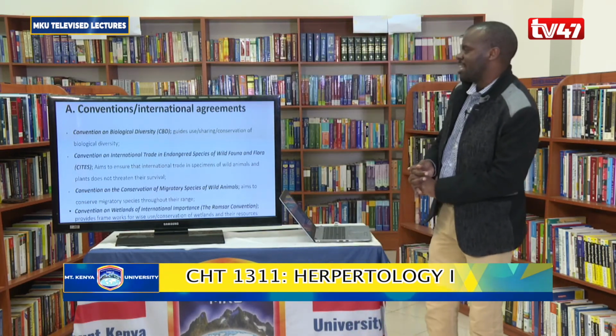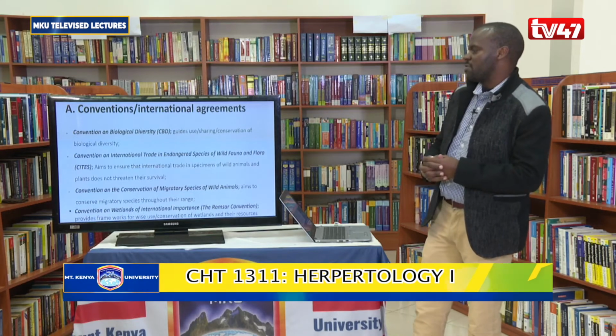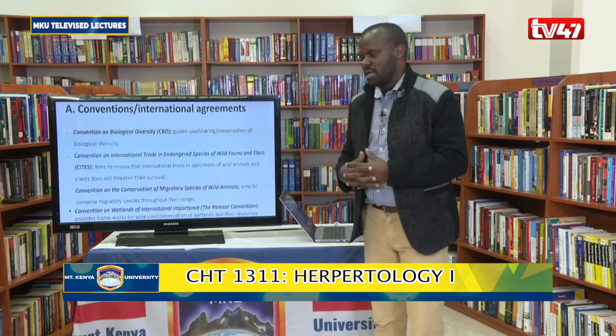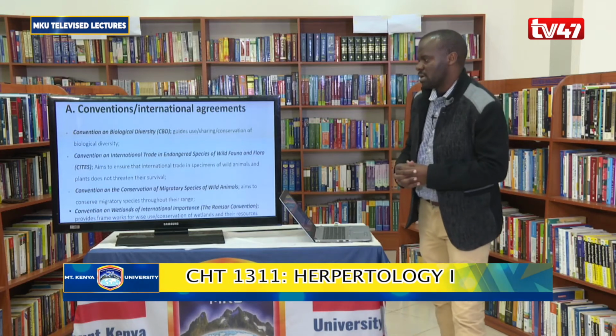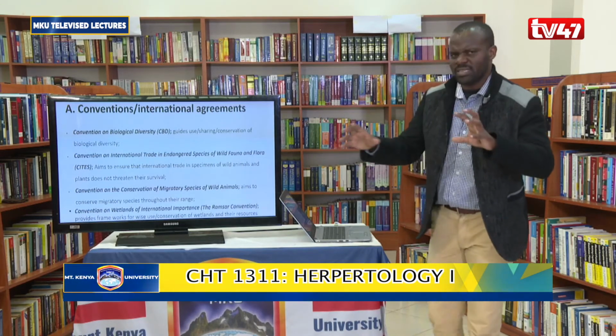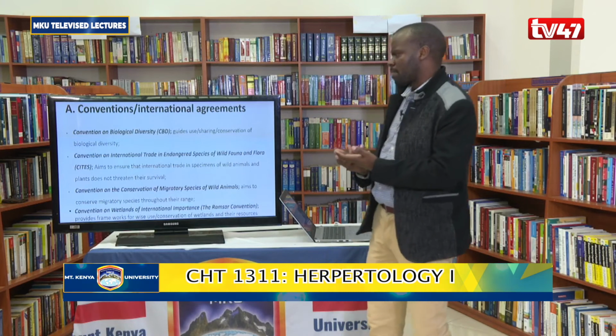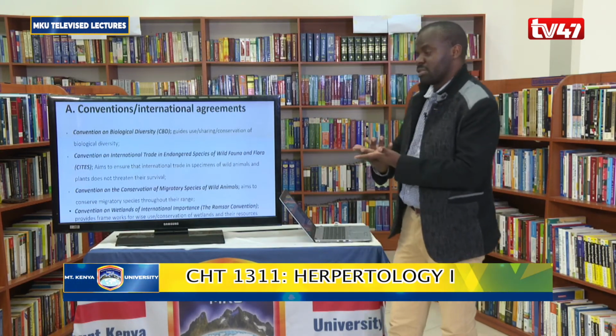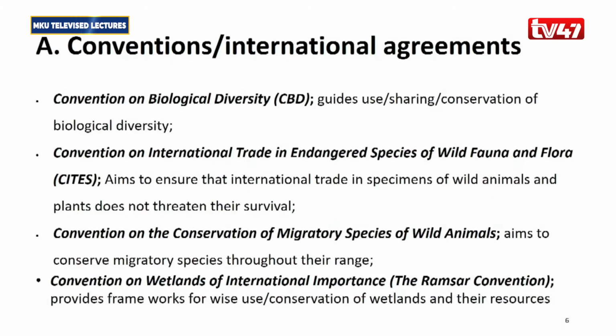Now, we also have the Convention on International Trade in Endangered Species of Wild Fauna and Flora, that is CITES. This is a very, very important convention. It was established to ensure that international trade in specimens, that is wild animal and plant specimens, is regulated to the point where it does not cause a threat to their survival.